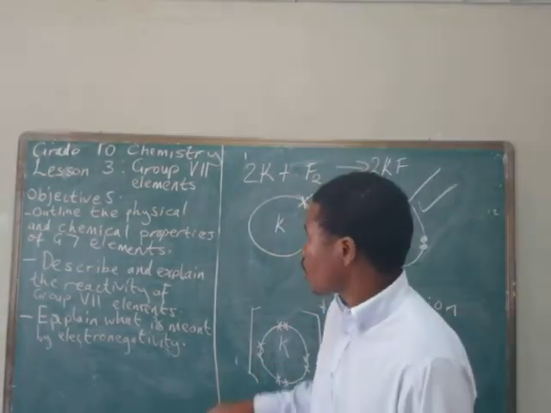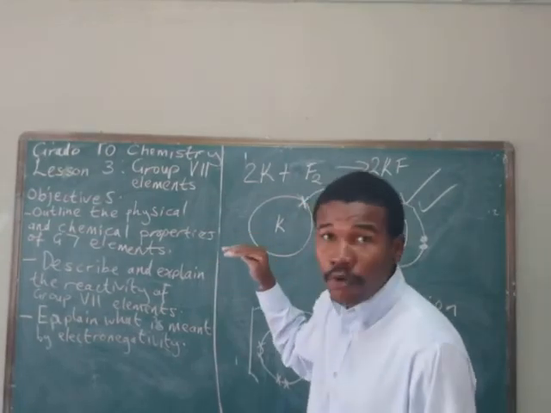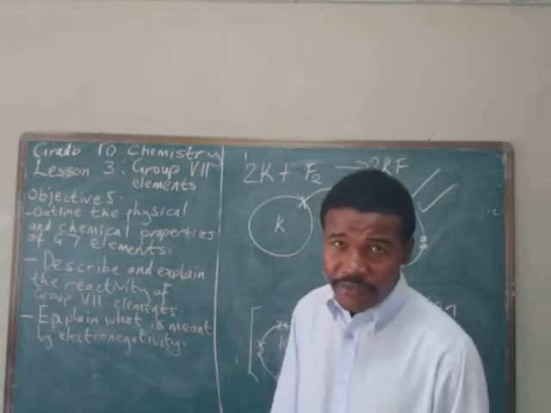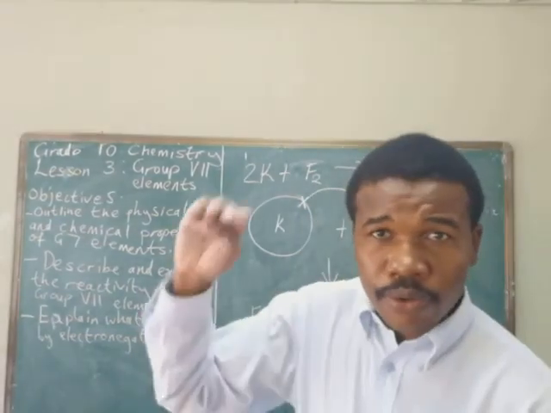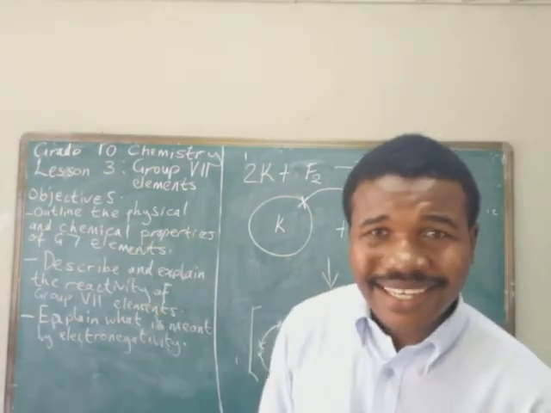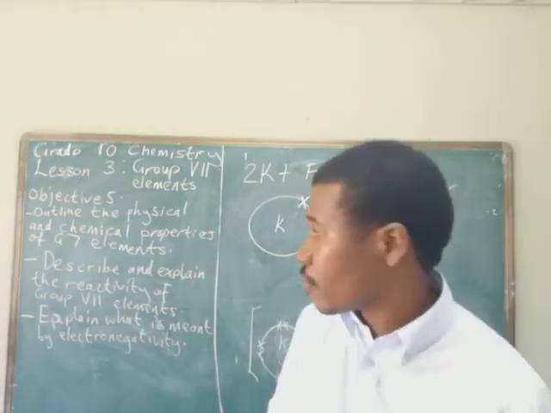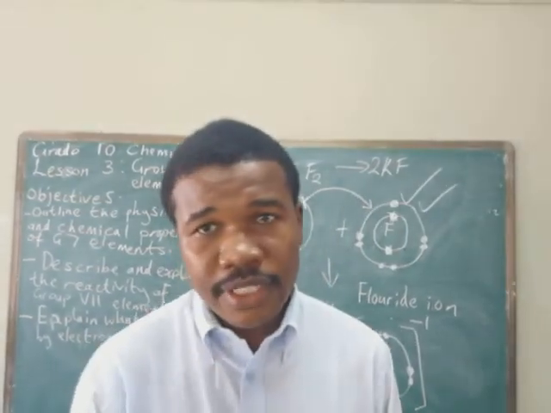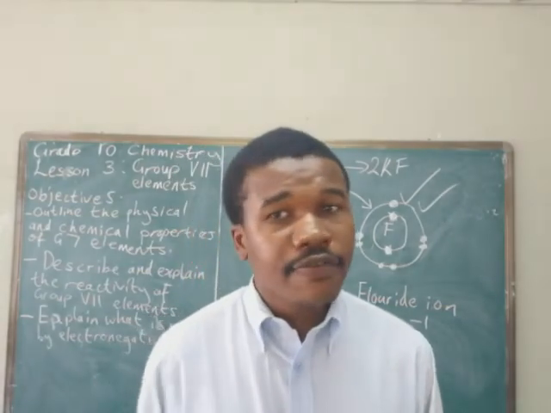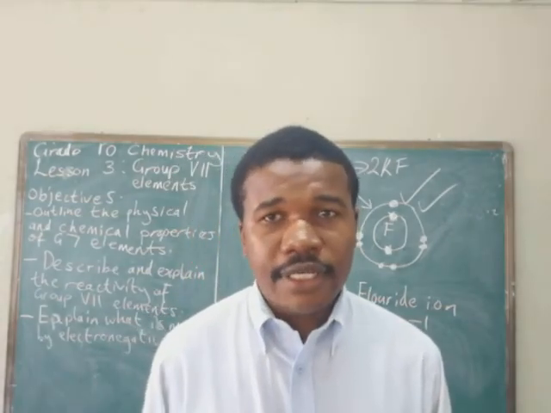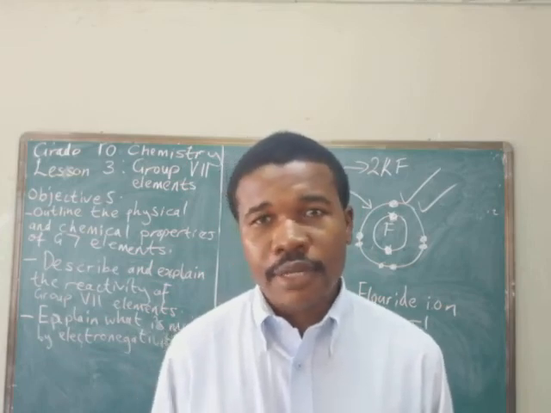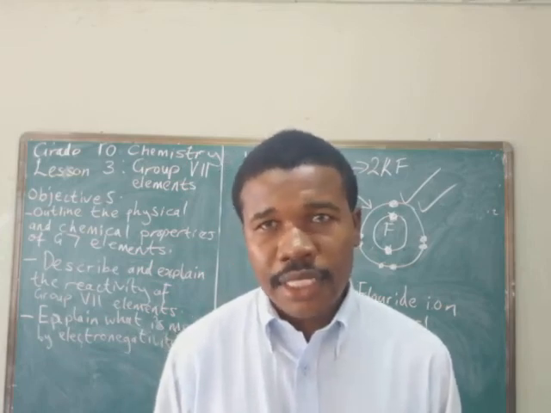So in this lesson, we have managed to outline some of the physical and chemical properties. The reactivity decreases as you go down the group. Electronegativity, I hope you wrote it down somewhere and you now have a clear definition of what electronegativity is. You encounter this word several times in the course of your chemistry studies.